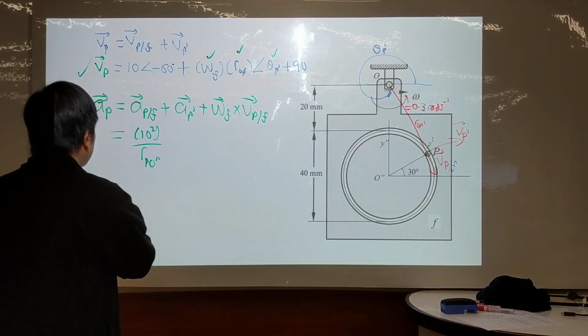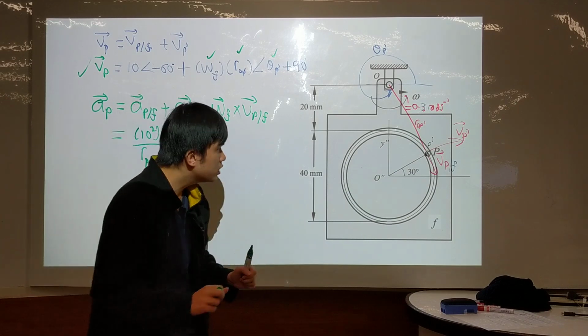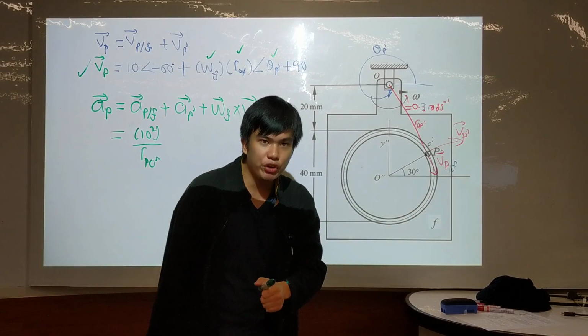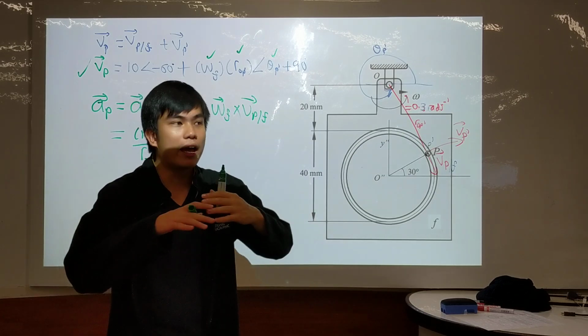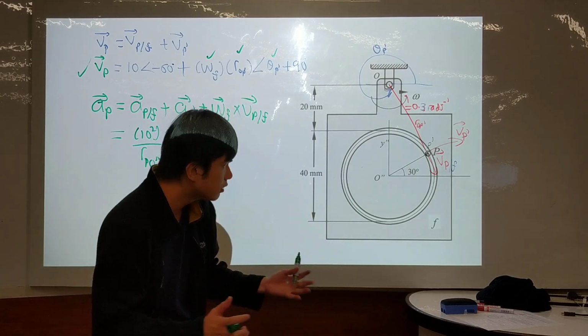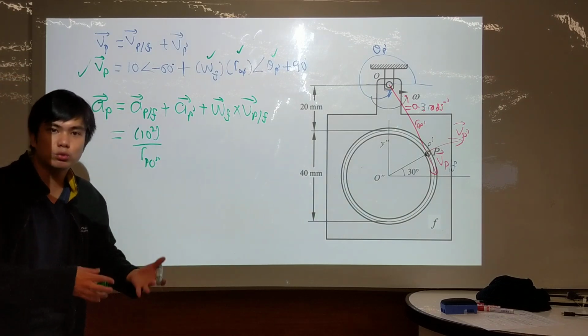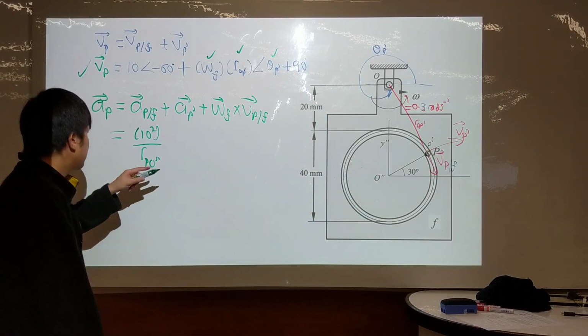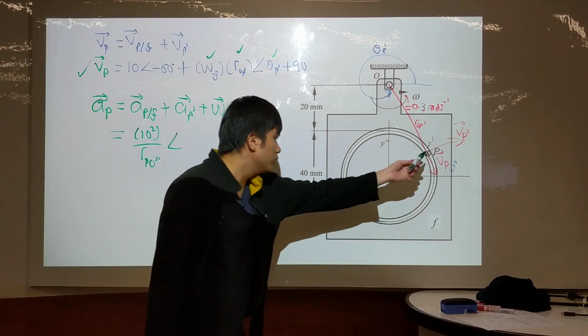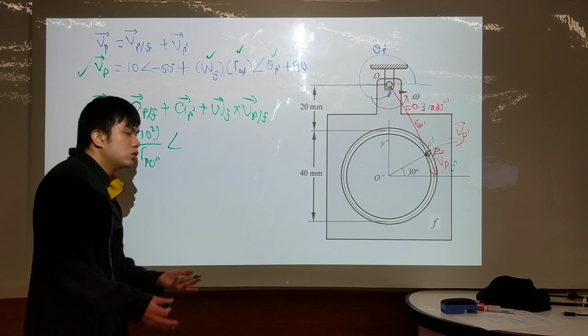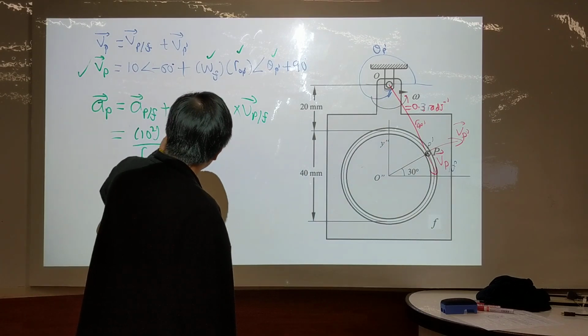So acceleration of P with respect to F apparently is equal to the centripetal acceleration. There's no tangential acceleration because there's constant speed. So it's equal to V squared over R, or alternatively omega squared R, as we know. And the direction is pointing directly towards O prime, which is 30 plus 180 or minus 180. Do as you please. I like to plus, so it's 210.